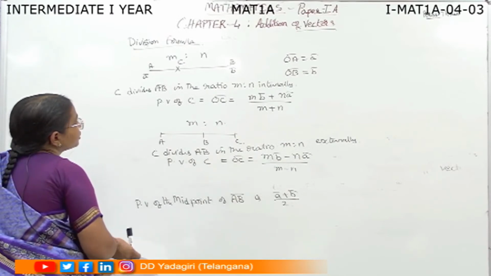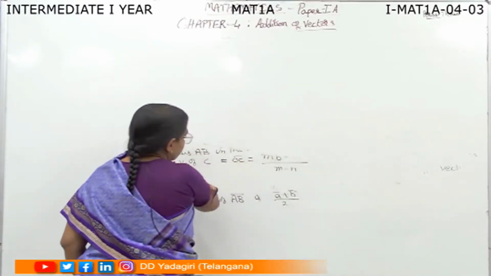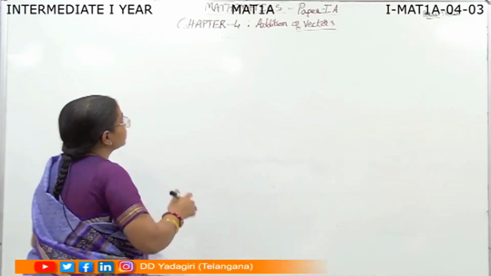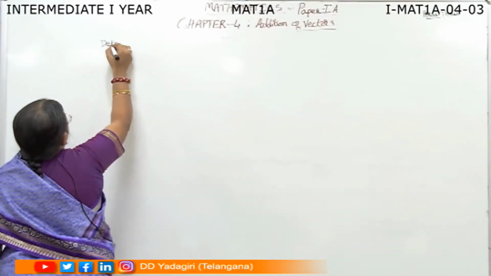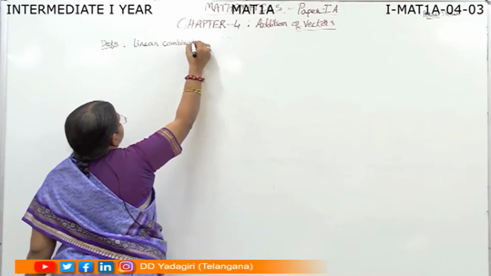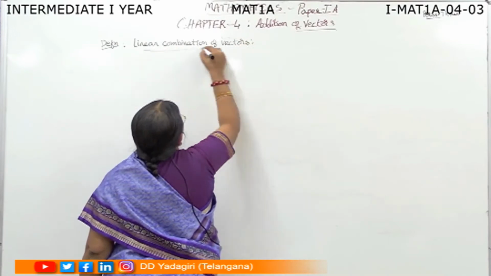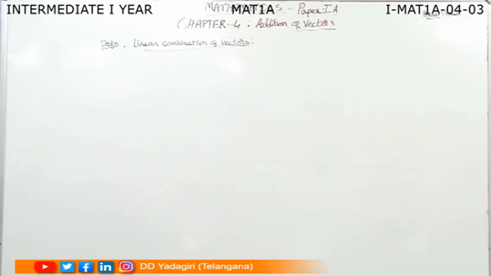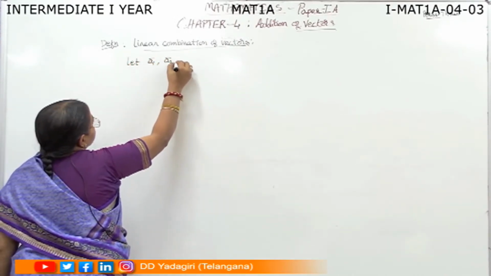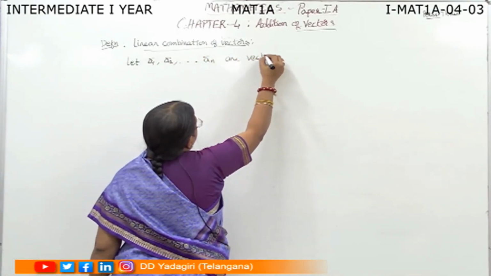Next we have 3 definitions which are very, very important. Only definitions. The first one is linear combination of vectors. So what is this linear combination of vectors? Now suppose that you have n vectors, let a1, a2, and so on, an be n vectors, and then we take the same number of scalars.